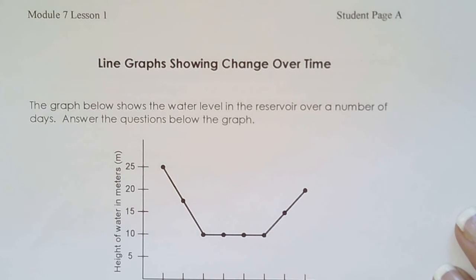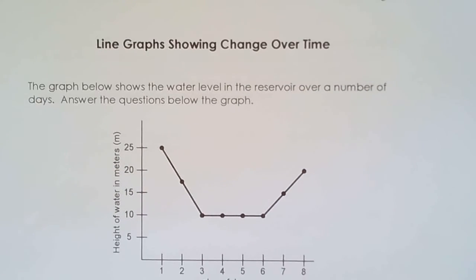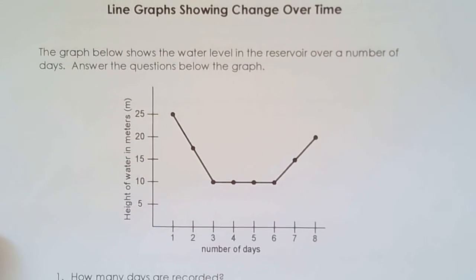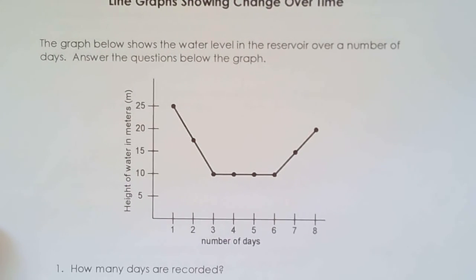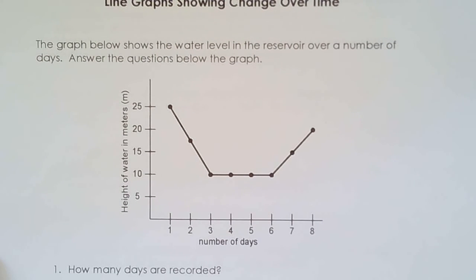Then we have a group activity, which obviously I know you're not going to be able to do in your groups, but I'll walk you through it and we'll have some fun with it. So the graph below shows water levels in a reservoir over a number of days. Answer the questions below the graph. So here I see we have height in water, and this is in meters, because remember we always have to label our answers. And this is number of days.